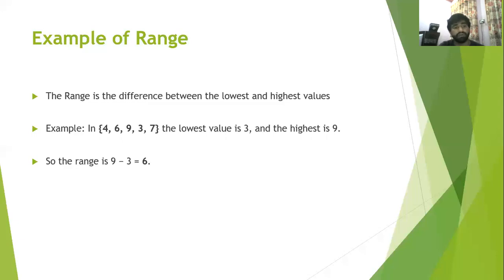Now we have the answer, we have found the range. Which is the range? 6. How did we find it? Because we subtract the lowest value, which is 3, from the highest value. When the lowest value is subtracted from the highest and we get an answer, we call that the range.